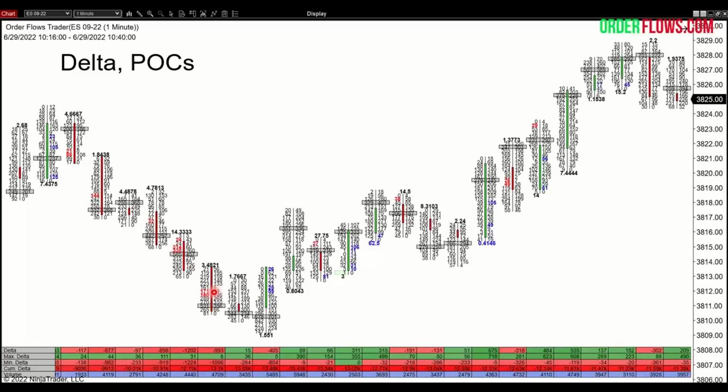Yes, that's what you expect to see. Market still goes down, makes a new low, but does it on very small delta, and it's actually positive. It's 15. Okay, so what's that telling you? Well, yeah, we went lower, right?